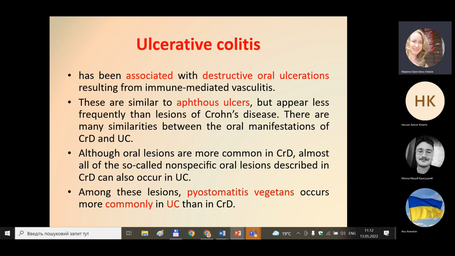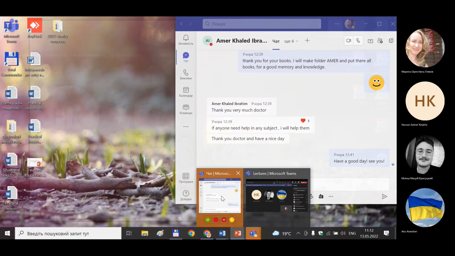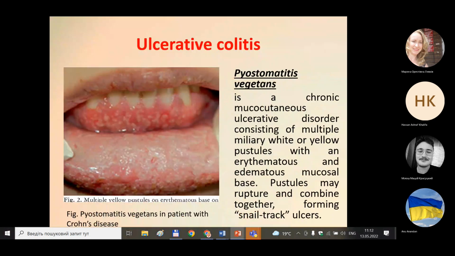Among these lesions, pyostomatitis vegetans. It occurs more commonly in ulcerative colitis than in Crohn's disease. Pyostomatitis vegetans. Here you have this symptom, pathognomonic symptom for ulcerative colitis. So it is a chronic mucocutaneous ulcerative disorder consisting of multiple miliary white or yellow pustules with an erythematous and edematous mucosal base. Pustules may rupture and combine together, forming snail track ulcers.